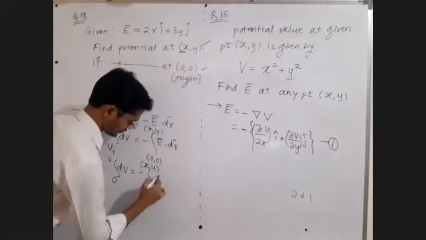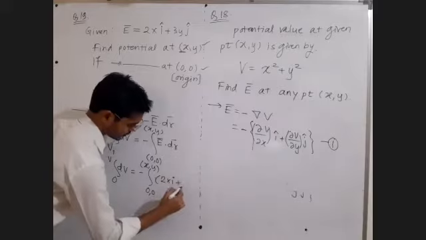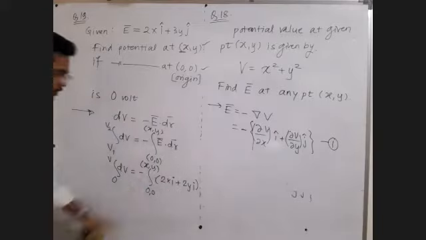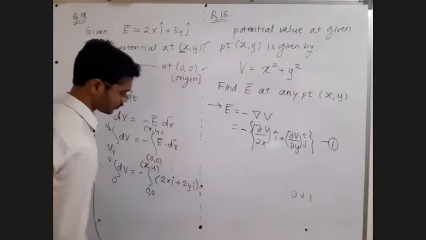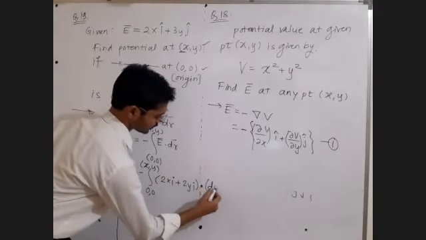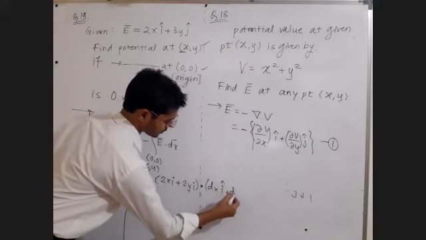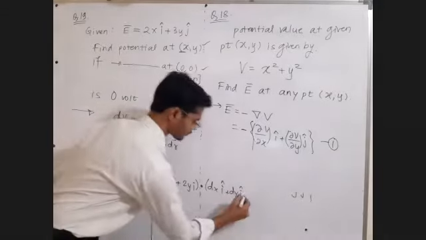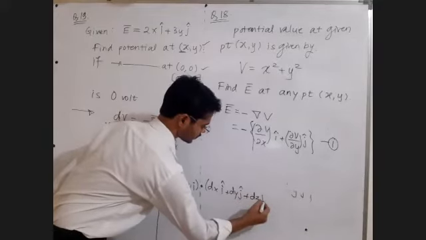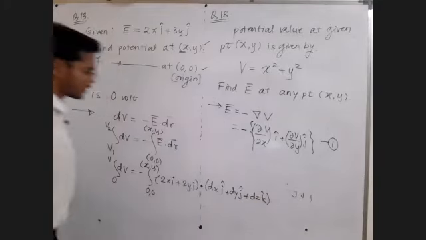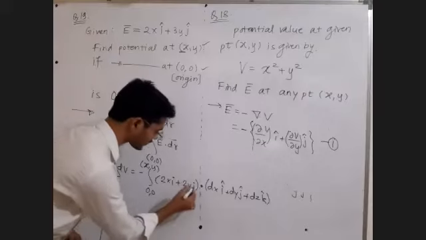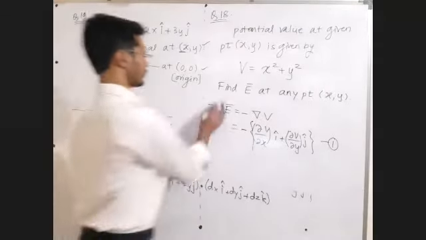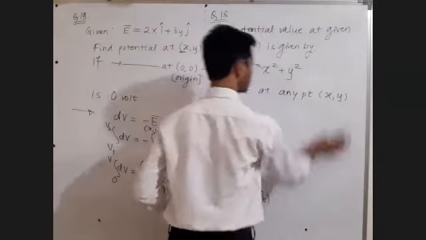Observe here, 2x into i cap plus 2y into j cap. This is E bar, dot product with dr bar. How to write dr bar? dx into i cap plus dy into j cap plus dz into k cap. We will write dz, and ultimately we will realize that there is no need of that, because here the k term is absent. Okay, now let us proceed further.